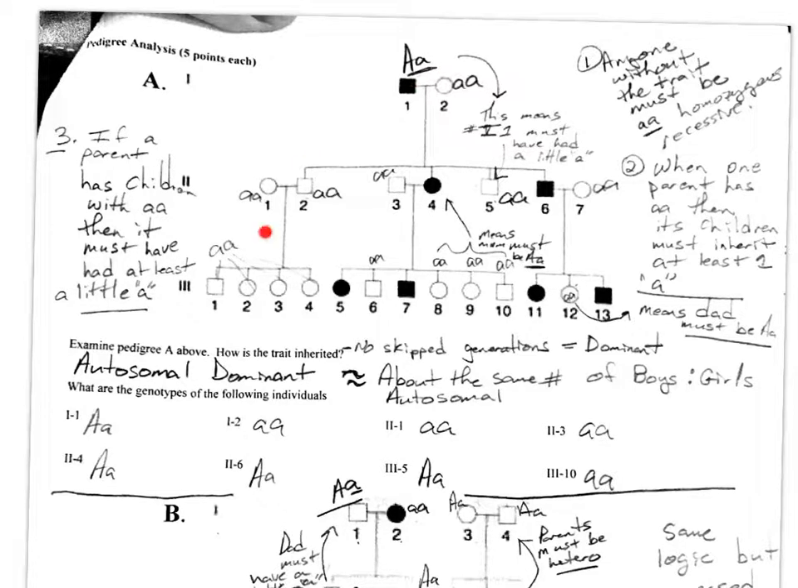So in this pedigree, the first question is, how is it inherited? Is it sex-linked? Is it recessive? Is it dominant? Well, I don't see it skipping a generation at all. If a person has it, the next generation has it. There's nowhere where you don't see it in the whole generation. So I'm going with dominant. I'm going with the most likely to say dominant.